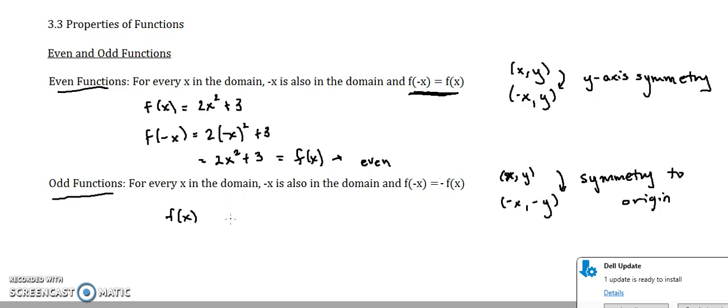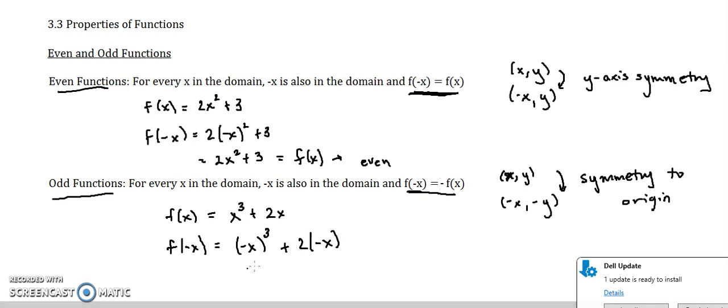Let's say we have f of x is equal to x cubed plus 2x. And again, we're going to look at f of negative x. So we plug in negative x and we see what happens. So we're going to have (negative x) cubed plus 2 times negative x, and we need to simplify this and see what happens. So (negative x) cubed, again, remember from last time, that's negative x cubed, and then this is going to give us minus 2x.